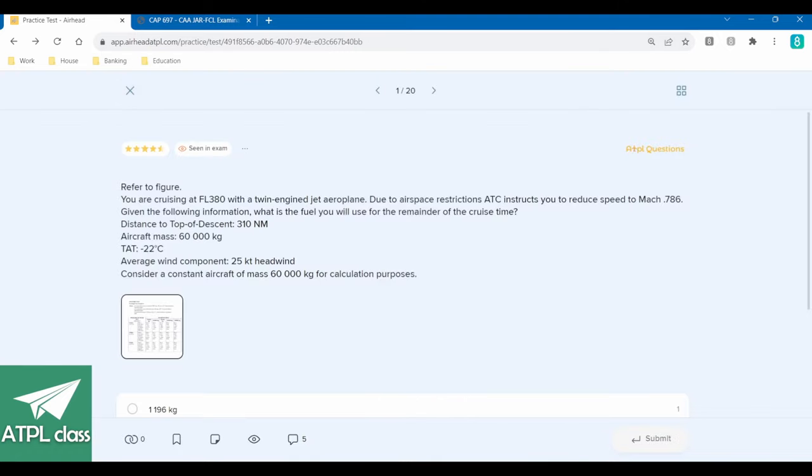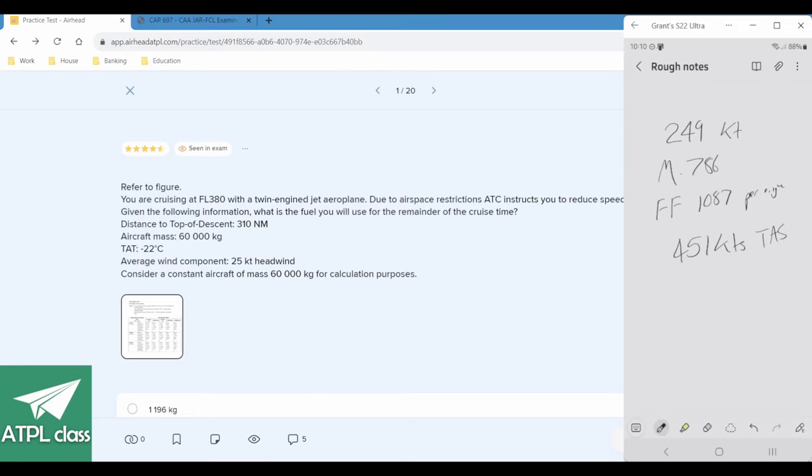Okay, that's the information. I've actually just realized I've not shared my screen there. So that's the information we've got. We don't actually really care about the indicated airspeed. We're interested in the true airspeed. And we're going to use whatever the wind was, which was an average headwind component of 25 knots.